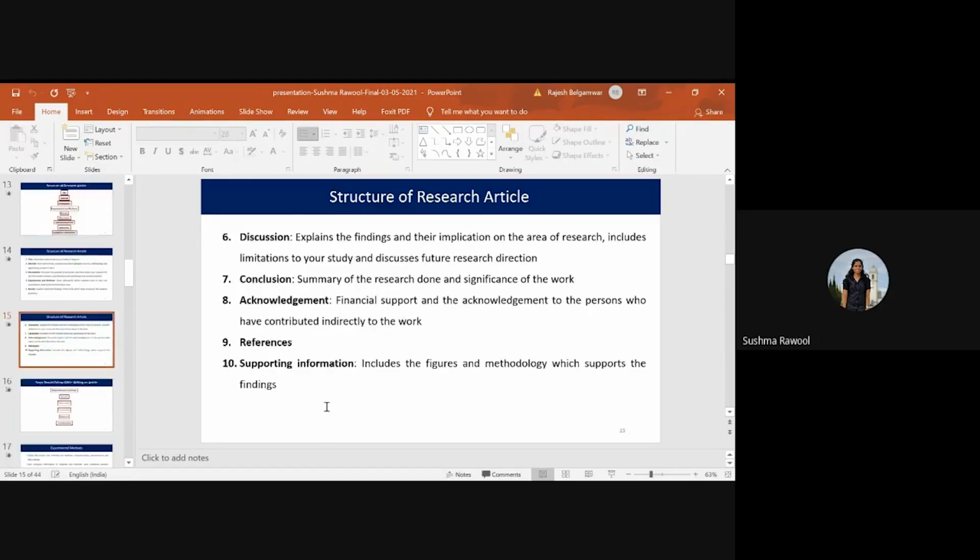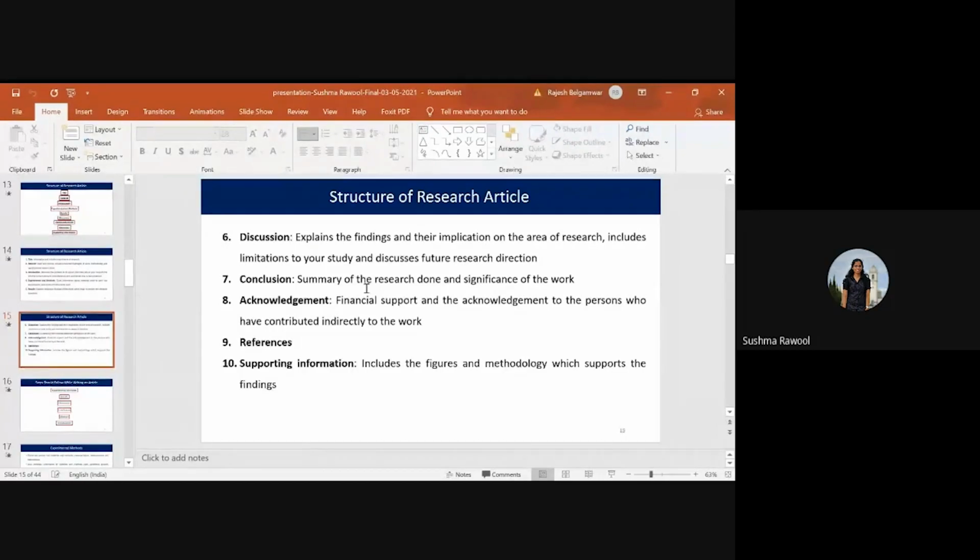In the next, discussion section, you will discuss. You have got some results; now, how are you correlating all this experimental data to give a definite answer to your hypothesis? That is what the discussion means. It will explain the findings, their implication on the area of research, include the limitations of your study, and discuss the future research direction.